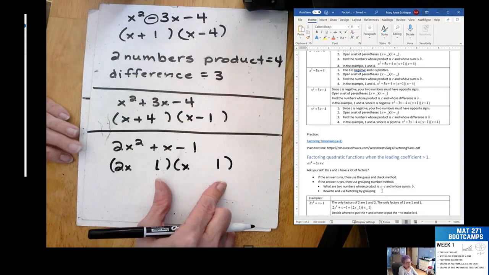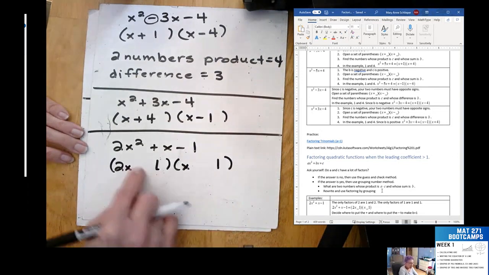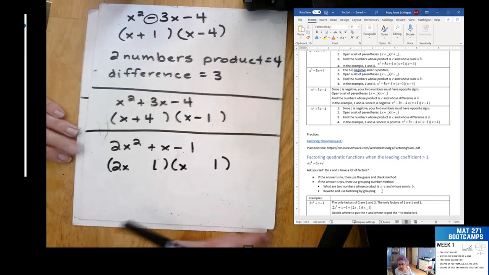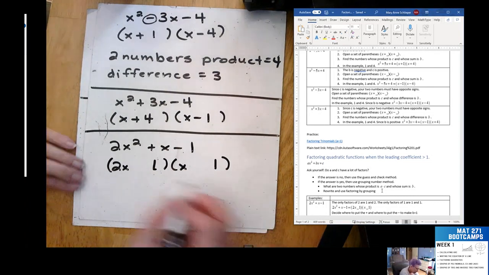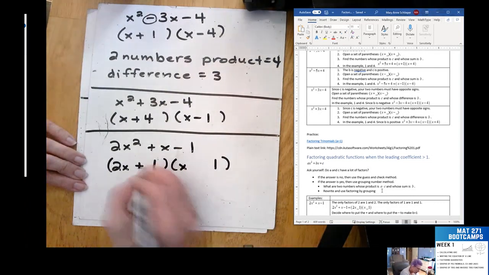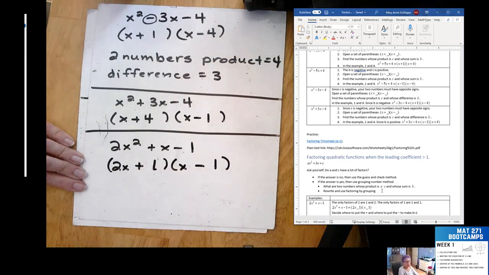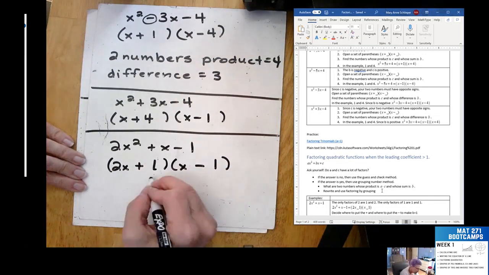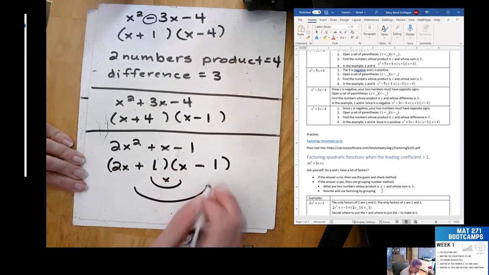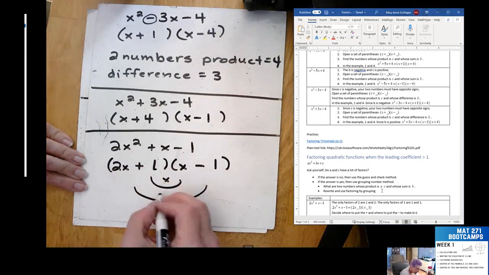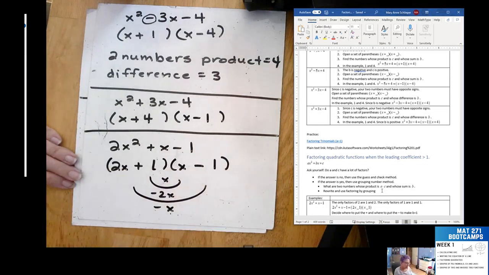The only decision I have to make is which one gets to have the plus sign and which one gets to have the minus sign. And that's where the guessing and checking comes in. So let's guess. I'll put a plus sign here and a minus sign here. And then I just check. 1 times x gives me x. 2x times minus 1 gives me minus 2x, which gives me minus x.